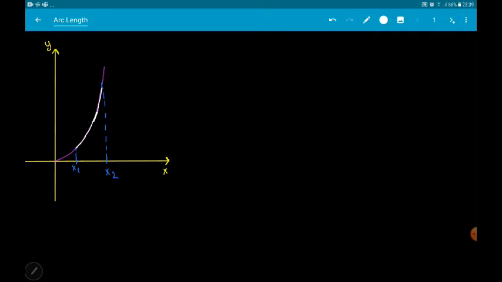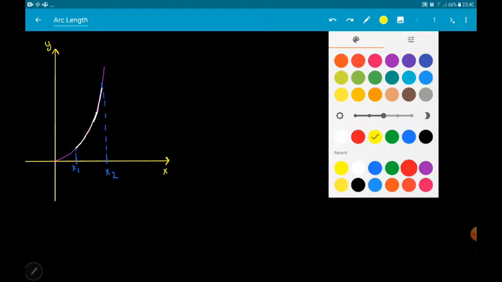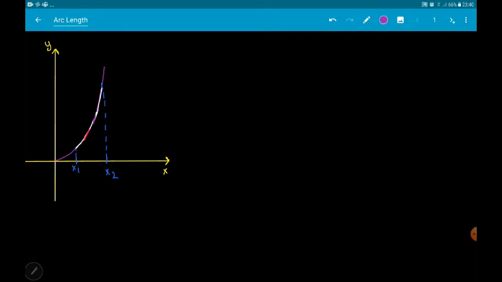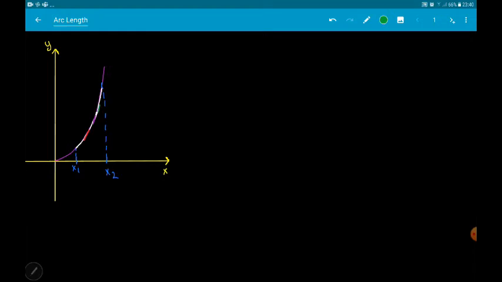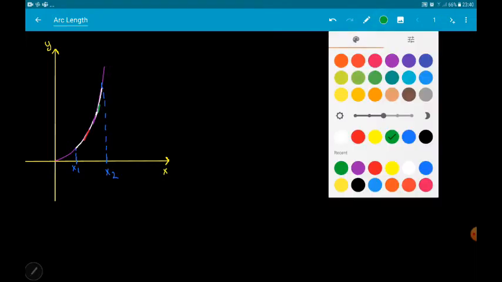We have used rectangles to find area under the curve, but now we will use tangent line. If the function is differentiable along the x1 to x2 arc, we can find the dimension. So let's break our arc into small parts. I will use a different color. Let's show these small parts. Here, here, here. All these small parts we can divide our graph into.